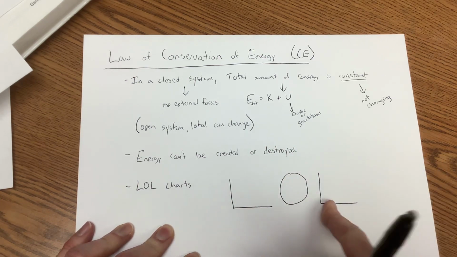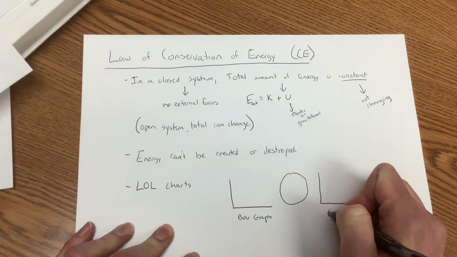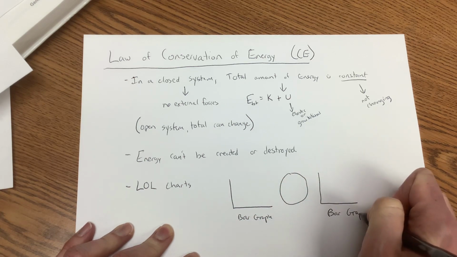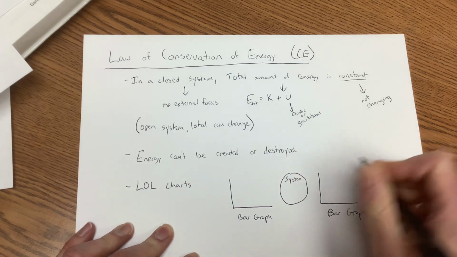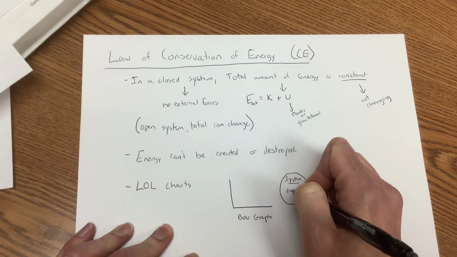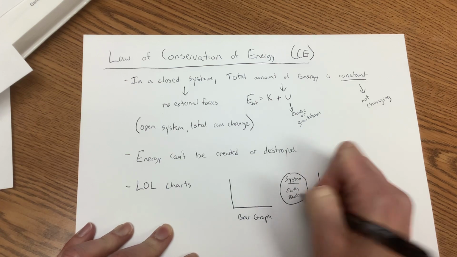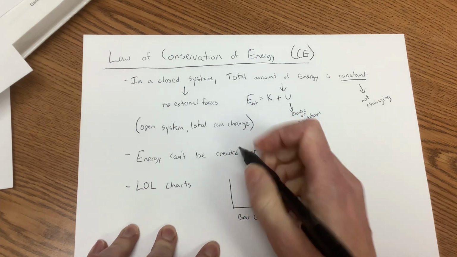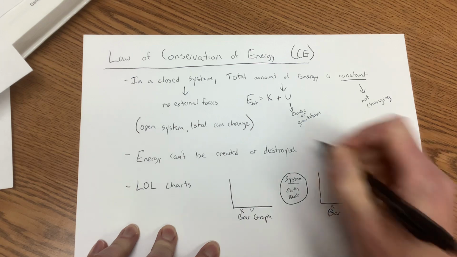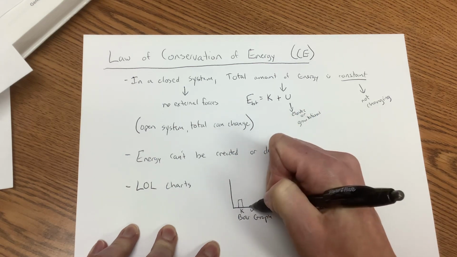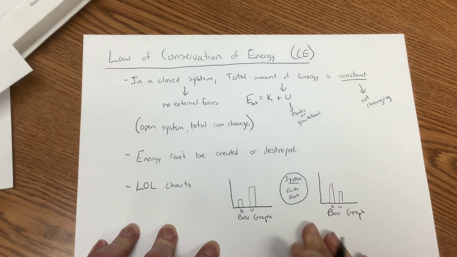See, LOL. This is a bar graph, and this is a bar graph, and this is a circle where you write what's in the system. So you would say it's Earth, or it's a block, or something like that. Whatever's in the system, you would write that there. And then over here, you would say kinetic energy and potential energy and whatever kind of potential energy it is. You might say, well, I had a little bit and then I had a lot, and now I have a lot and I have a little bit. And you would show the energy changes.